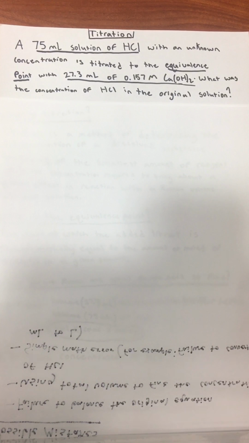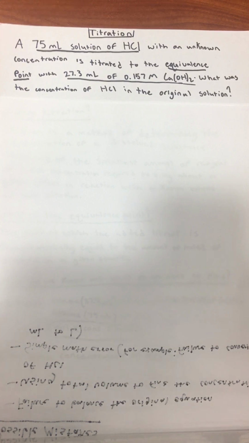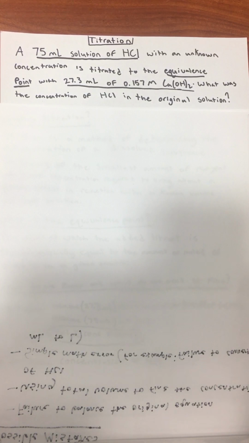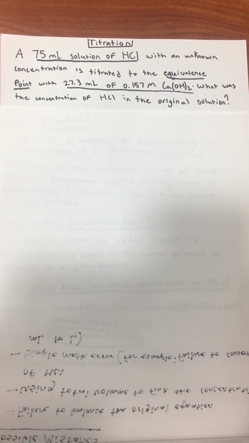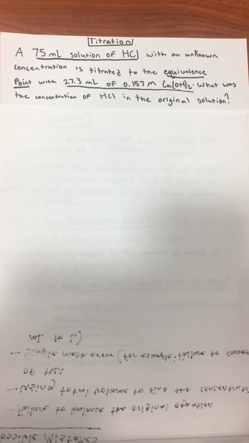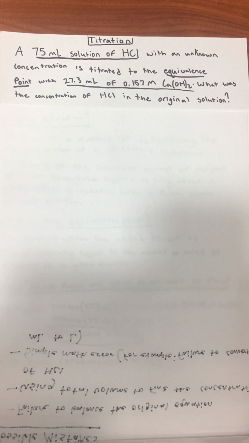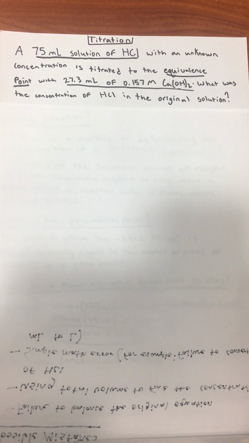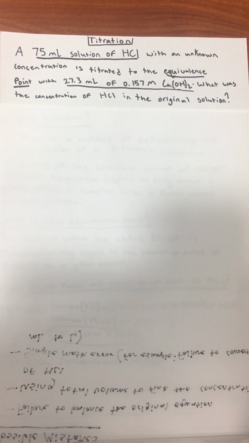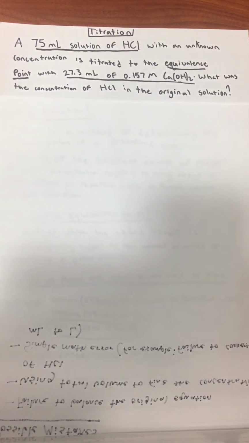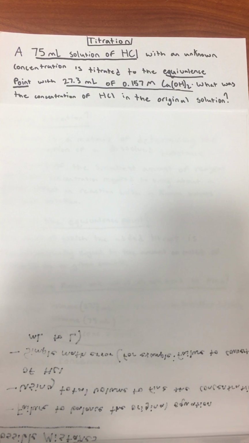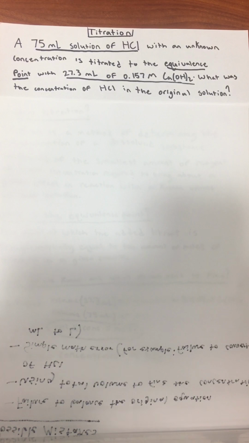Here's our titration problem. A 75 milliliter solution of hydrogen chloride with an unknown concentration is titrated to the equivalence point with 27.3 milliliters of 0.157 molarity calcium hydroxide. What was the concentration of hydrogen chloride in the original solution?